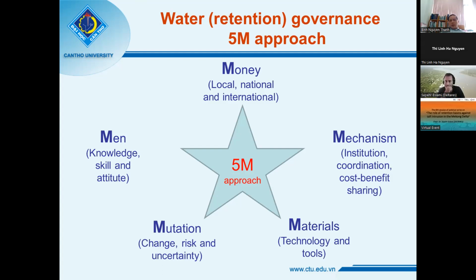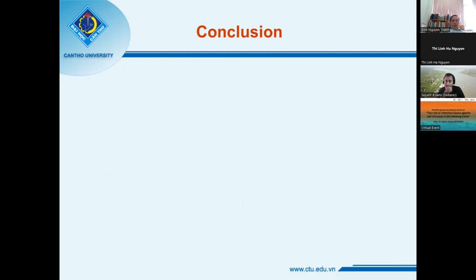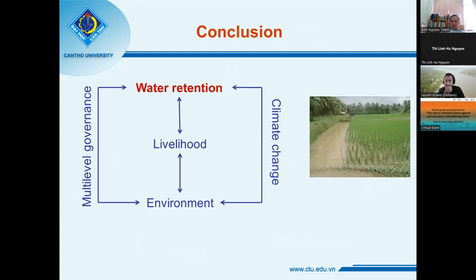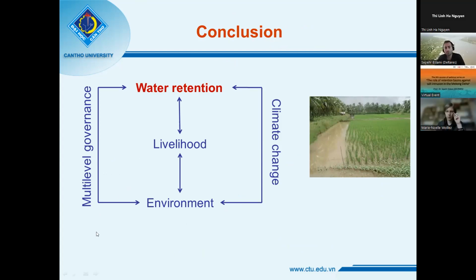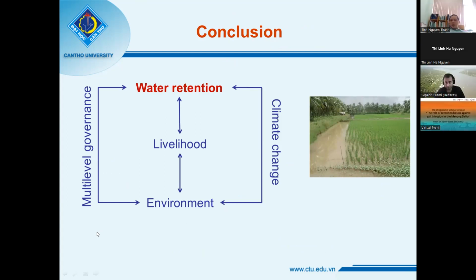And I think when we talk about water retention, we should take this 5M into account. As a conclusion, water retention, especially in the Mekong Delta, is related to livelihood a lot, and to the environment. And this kind of thing is affected by climate change. So we need multi-level governance. This is not only the top level, but also the very ground level. Maybe the very first level is the personal level, household level, farm level, and then higher levels.